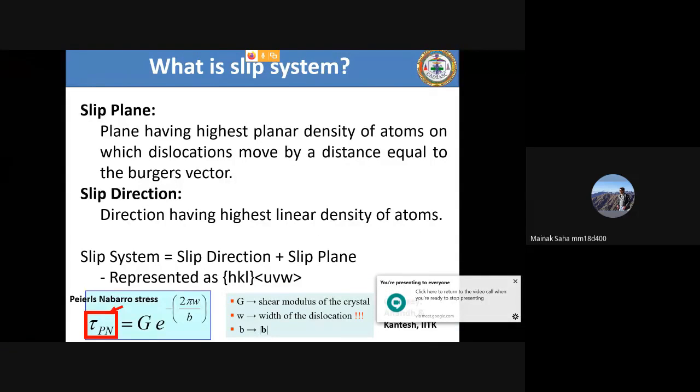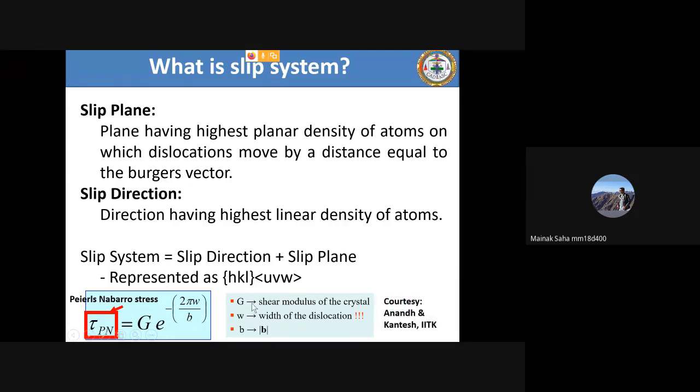Okay, sure. So see, this is actually the governing equation. For example, if you have tau Pn, which is nothing but the Peierls-Nabarro stress, that is equal to the product of the shear modulus and the negative exponential of 2 pi w by b. Now the question is, what are all these terms?